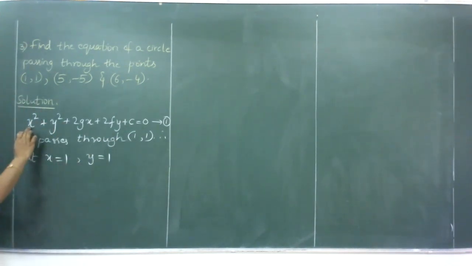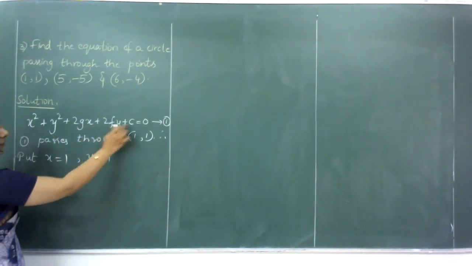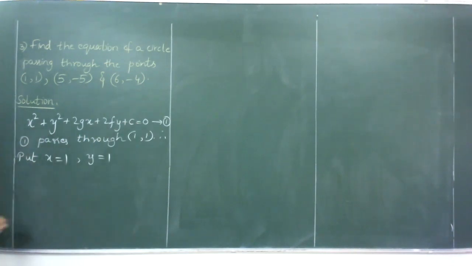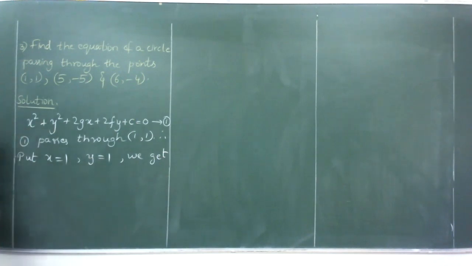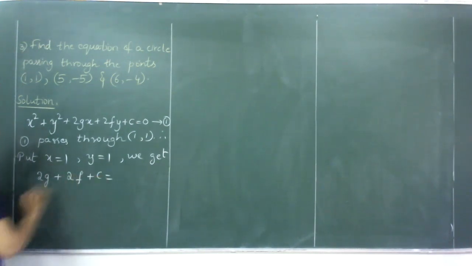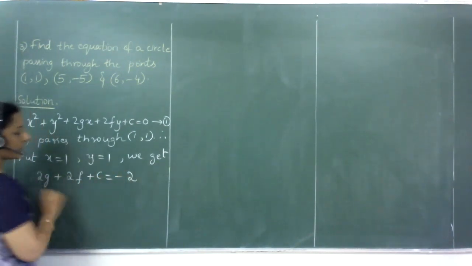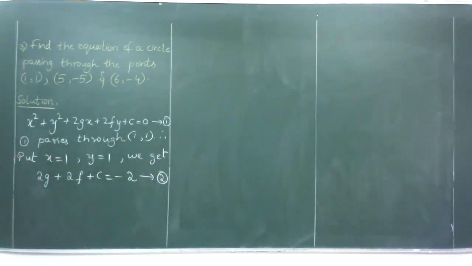We will be having 1 squared plus 1 squared plus 2g into 1 plus 2f into 1 plus c, which is equal to 0. And the same equation will then get reduced to 2g plus 2f plus c, which is equal to minus 2. We shall use it as equation number 2. Similarly, now I will be using the second data given to us.